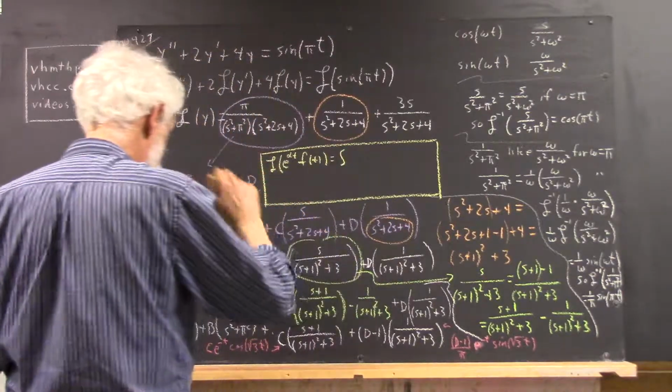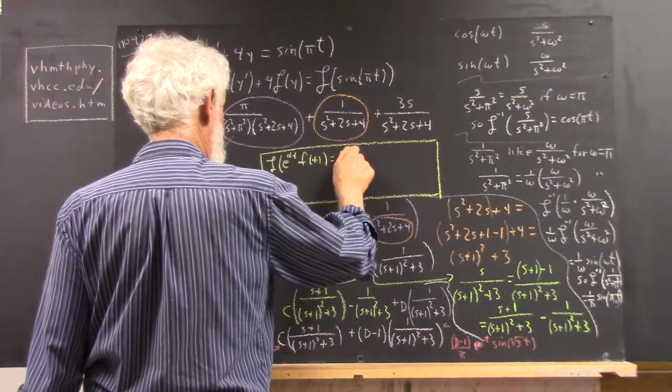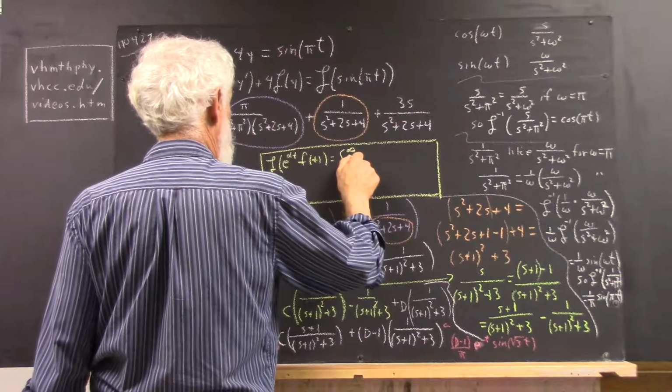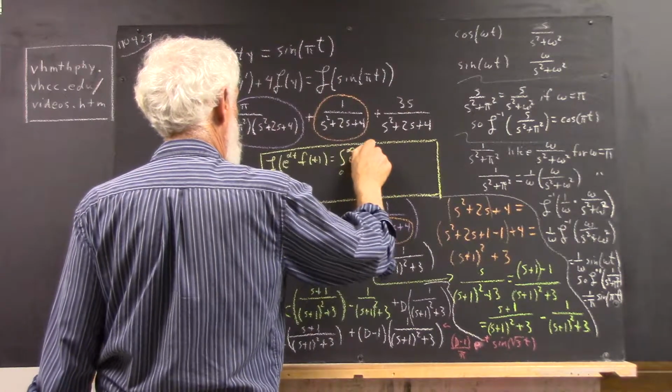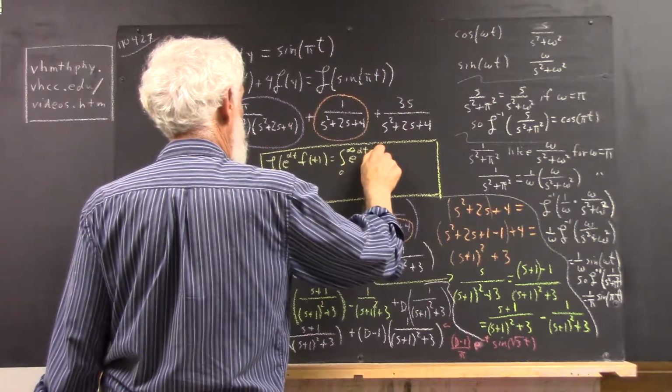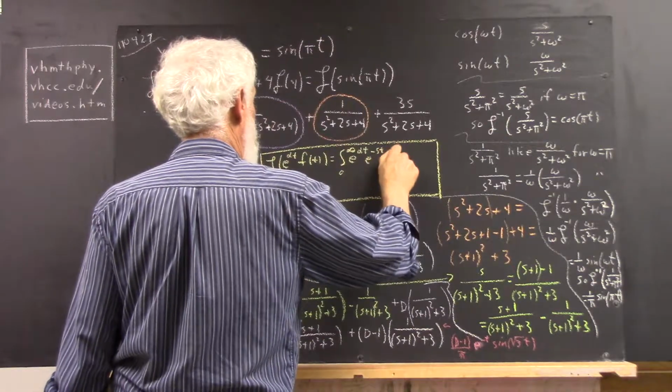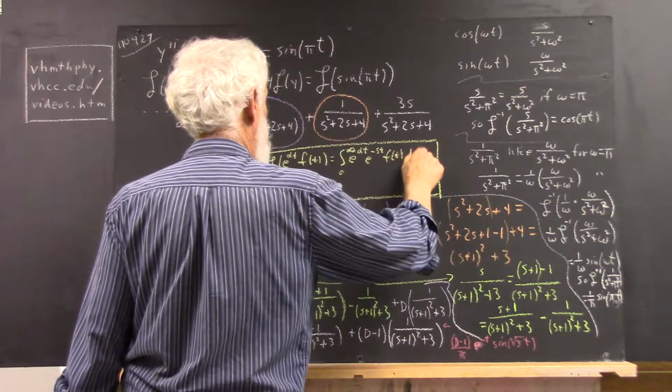That's going to be what? It's going to be the integral from 0 to infinity of e to the alpha t, e to the negative st, f of t, dt.